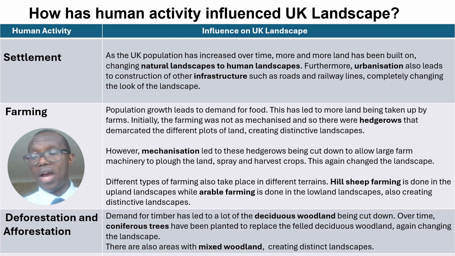But with the introduction of mechanization, where you have to use bigger machinery, either to plow the land, spray the crops or harvest the crops using combine harvesters and so on, a lot of those hedgerows had to be gotten rid of to make way for the big machinery.